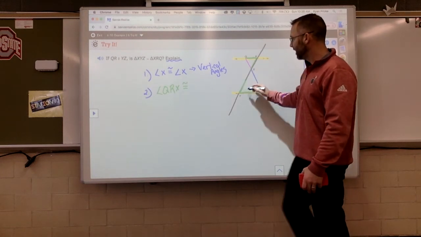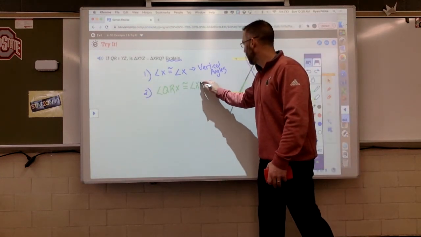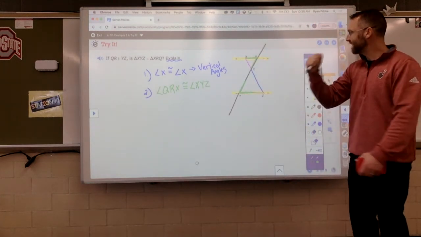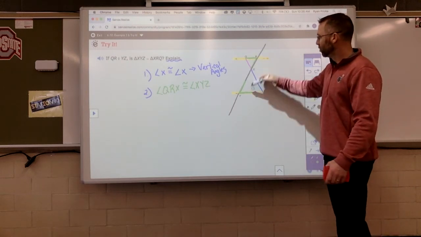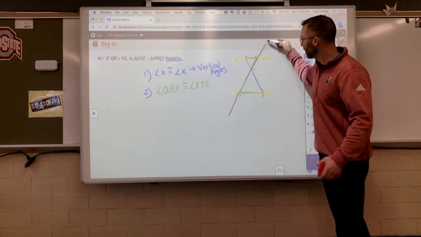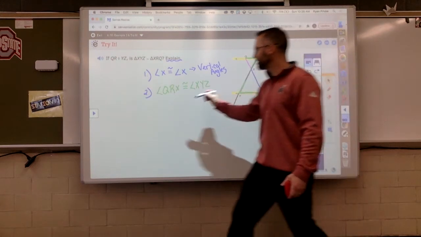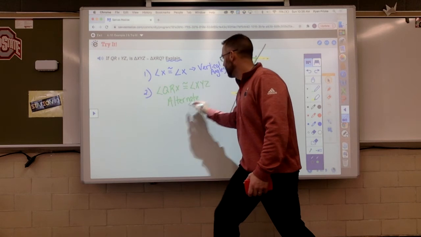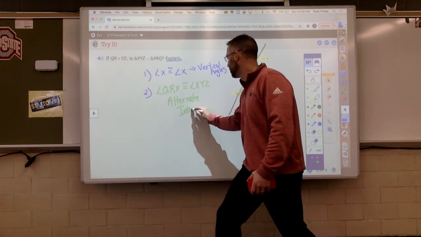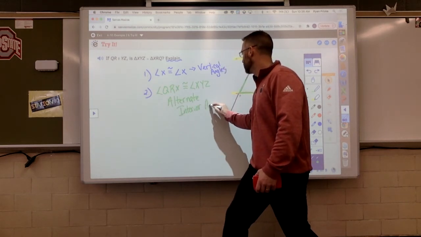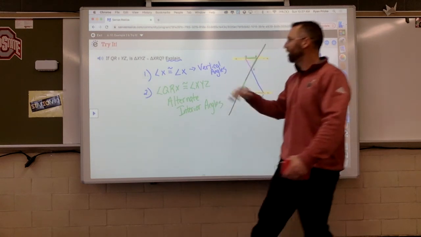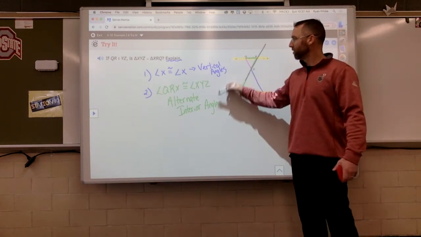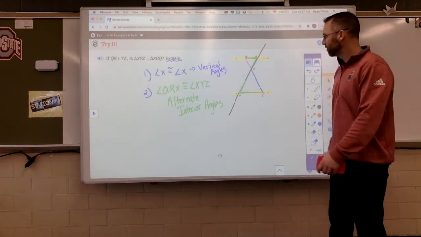We're going to call this angle XYZ. Those two angles are congruent. How do we know they're congruent? What's the relationship? Pair of parallel lines cut by a transversal. Opposite side, we call those alternate interior angles. And we just proved that those two triangles are similar, because we proved that there are two pairs of congruent angles.